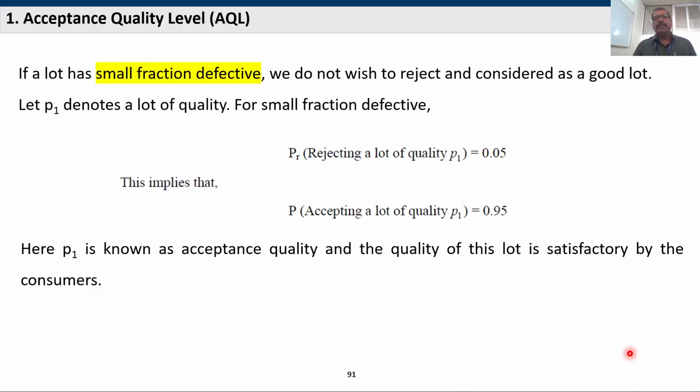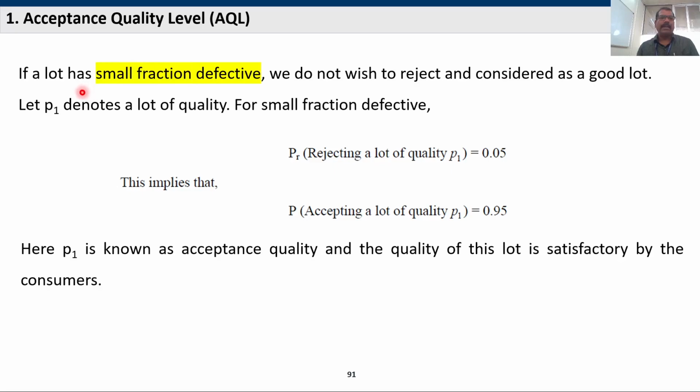So under acceptance sampling, you will have lots of definitions or small concepts. I have numbered them 1, 2, 3, 4, 5, 6, just to go through one by one. Let us check one by one. So, acceptance quality level. From the words themselves, we can understand what this means. What is this acceptance quality level?